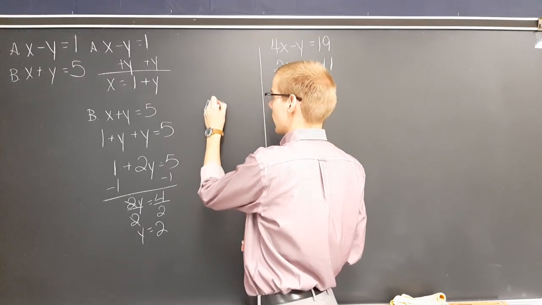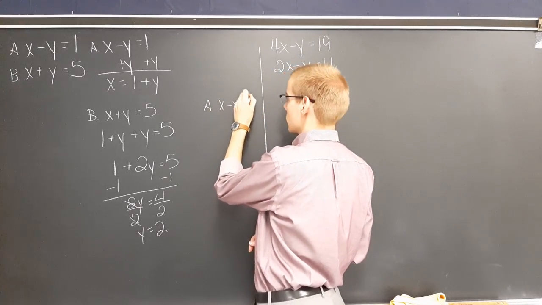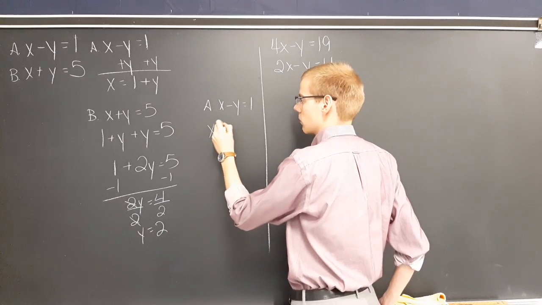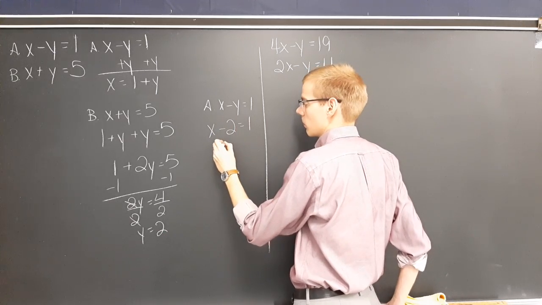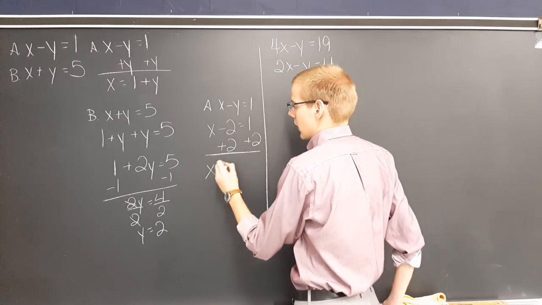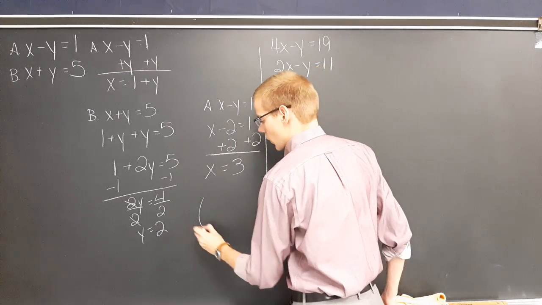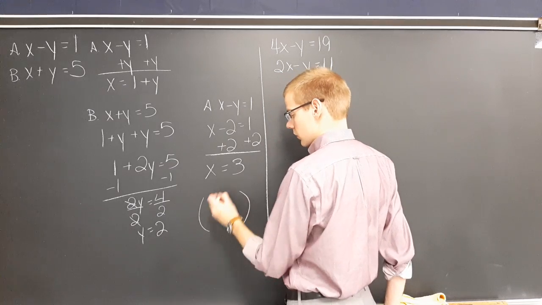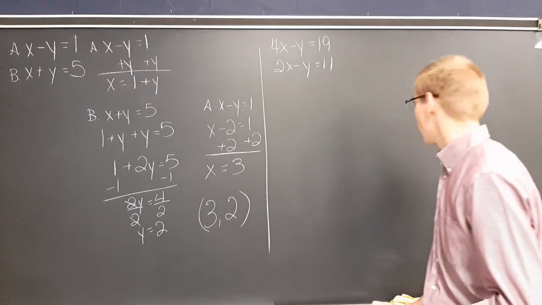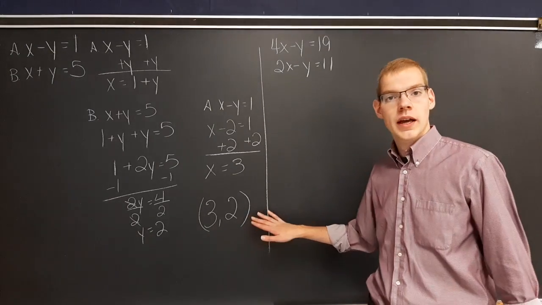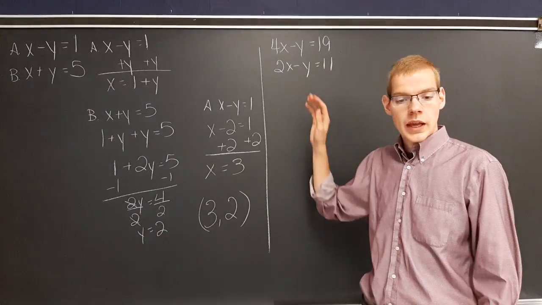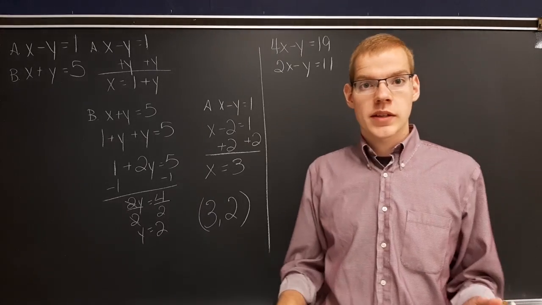We have x minus y equals 1. y is a 2, so x minus 2 equals 1. Plus 2, plus 2, x equals 3. So our coordinate is 3 and 2. So this is what I'm expecting you to have in your book. So we'll do one more together, and then you can do the rest on your own.